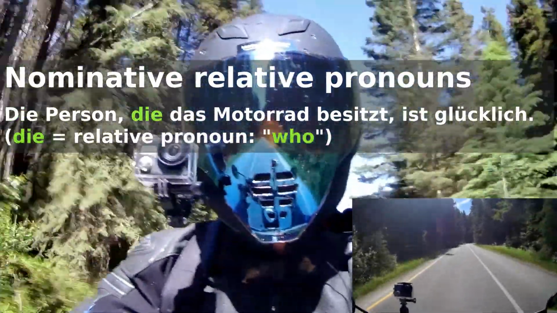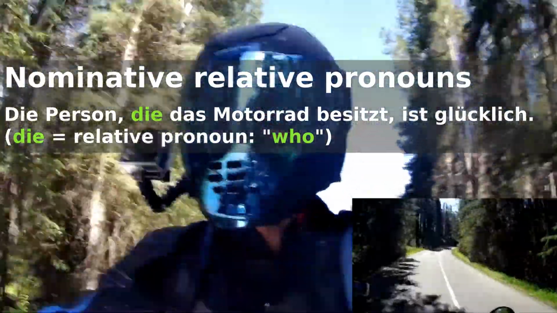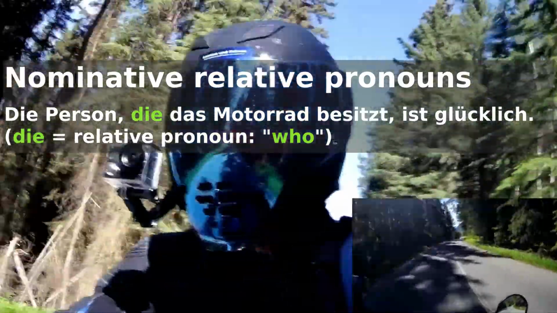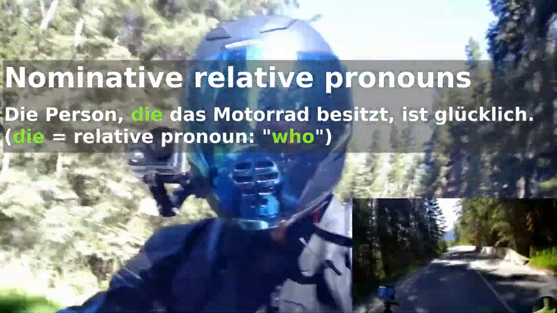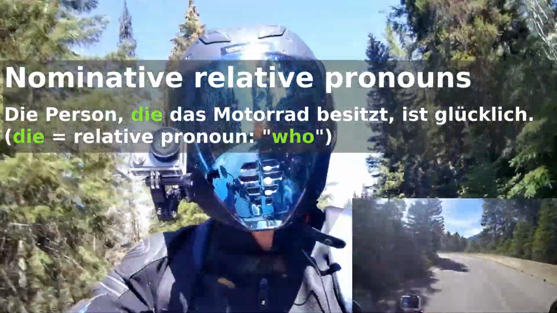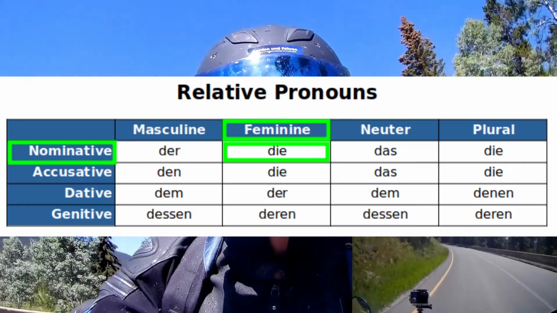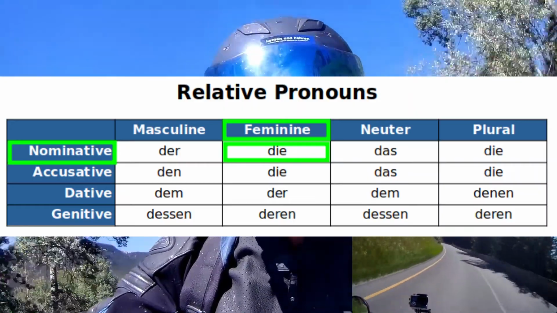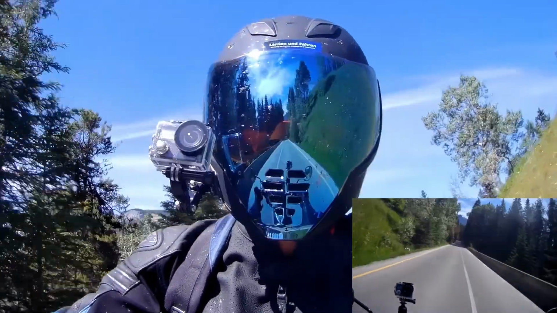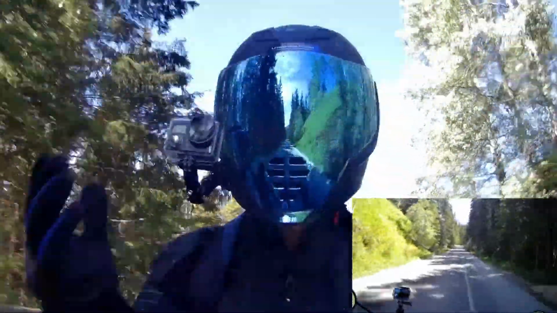The second usage of die is not the definite article. This is a relative pronoun. It translates to English as who. The person who owns this motorcycle. Why is it die though? It's die because the antecedent is die Person, which is singular and grammatically feminine. So we look into our declension table and we pick the singular, grammatically feminine, nominative, relative pronoun, which is die. It matches the definite article that we use with the antecedent, which is kind of nice.